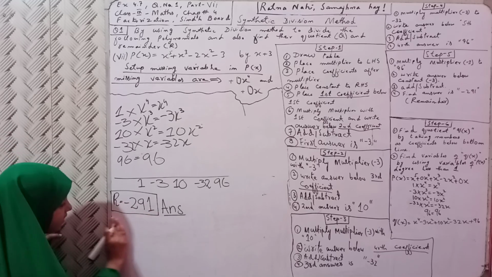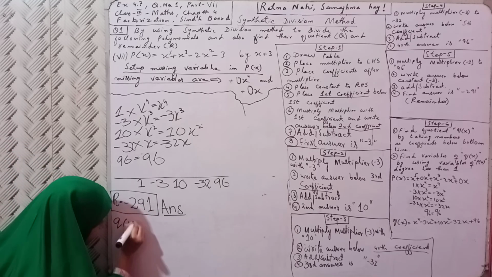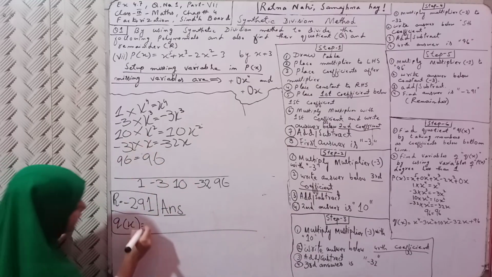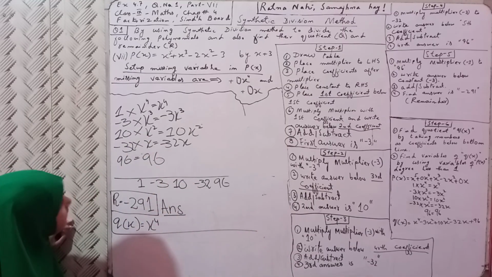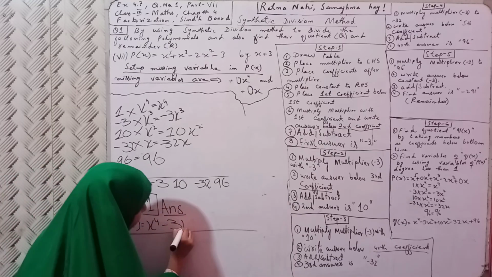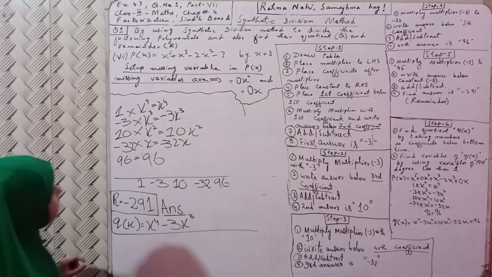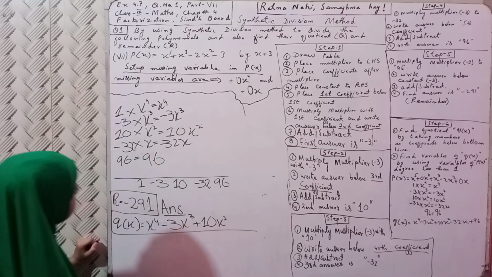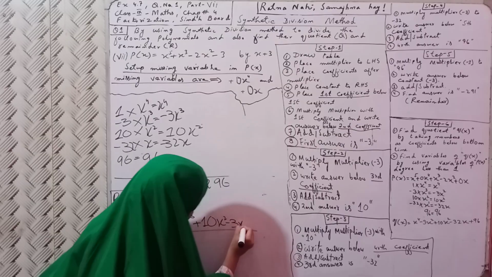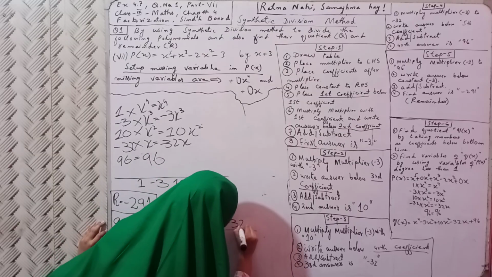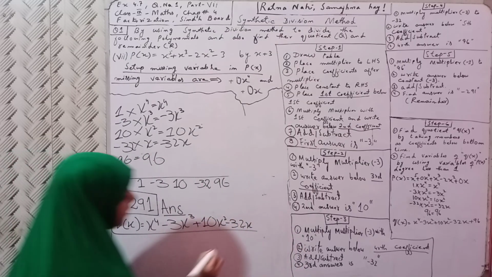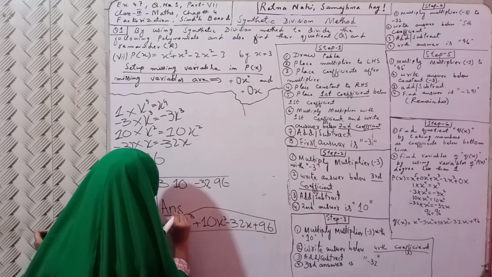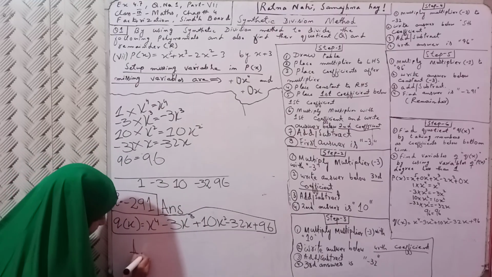So here we will write the sequence: Q(x) is equal to, first of all x power 4, then minus 3x cube, plus 10x square, minus 32x, and plus 96. And this is our final answer.